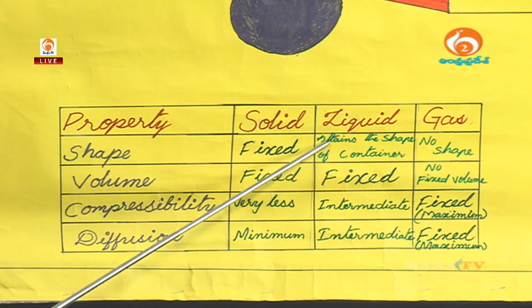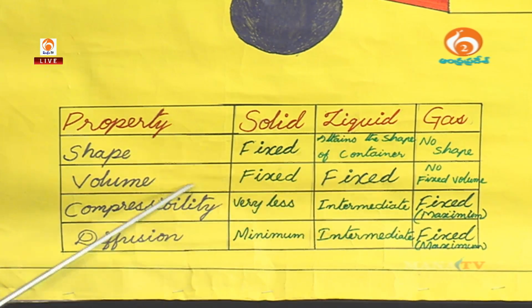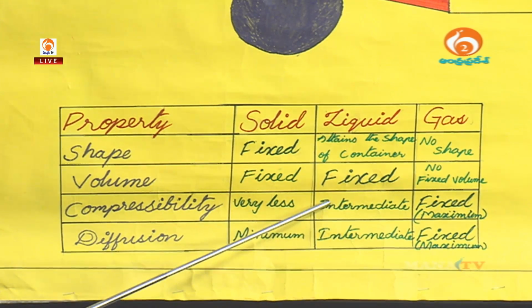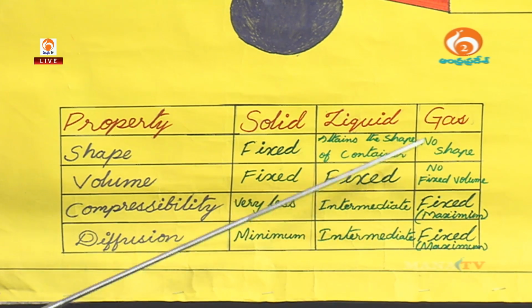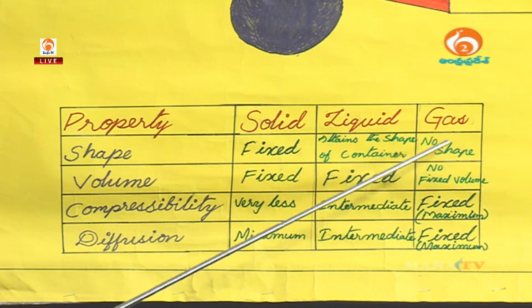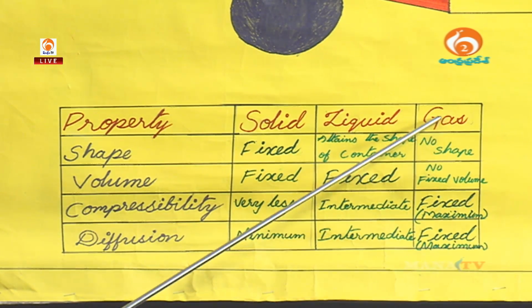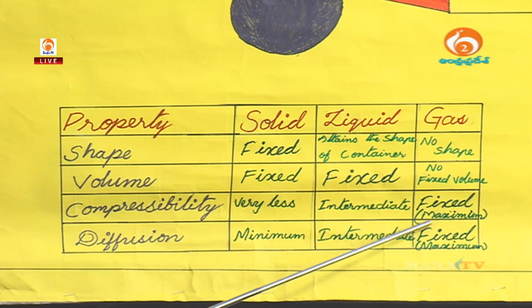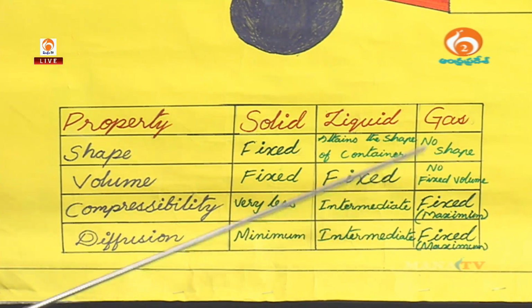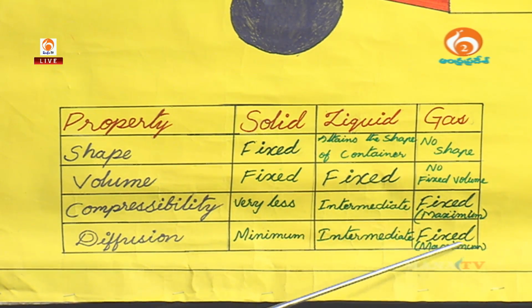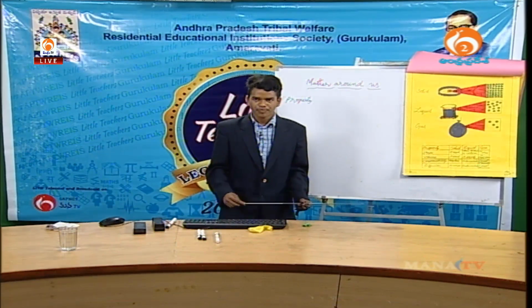Liquids attain the shape of the container. Liquids have a fixed volume. Liquids are intermediate in compressibility and intermediate in diffusion. In gases, there is no fixed shape and no fixed volume. Gases have minimum compressibility?? and maximum diffusion. Okay friends, do you understand?